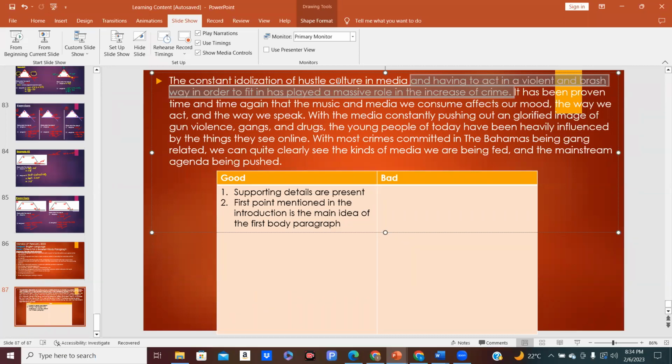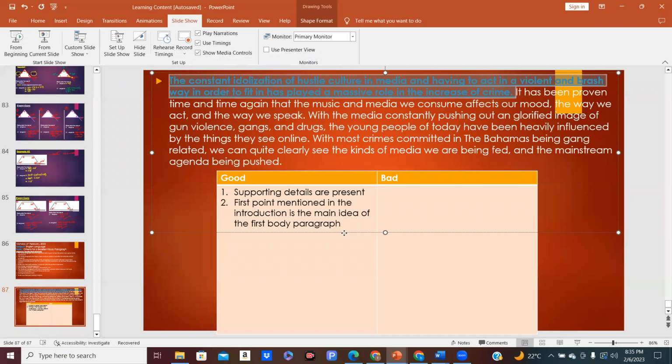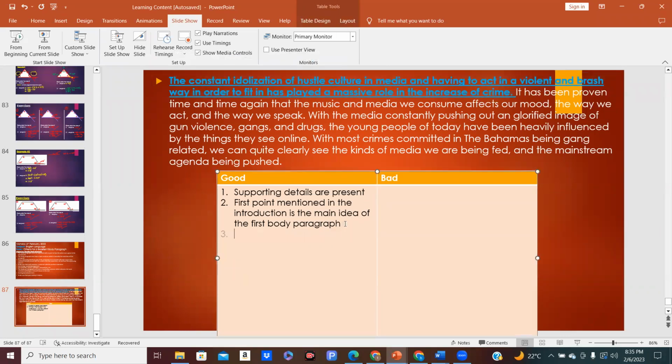So our first point, and that's what she's discussing in the first body paragraph: the constant idolization of hustle culture in the media and having to act in a violent and brash way in order to fit in has played a massive role in the increase of crime. Very good topic sentence. I like it. It's not perfect, but it's a very good start. So a topic sentence is not only present, but you have a very good topic sentence.